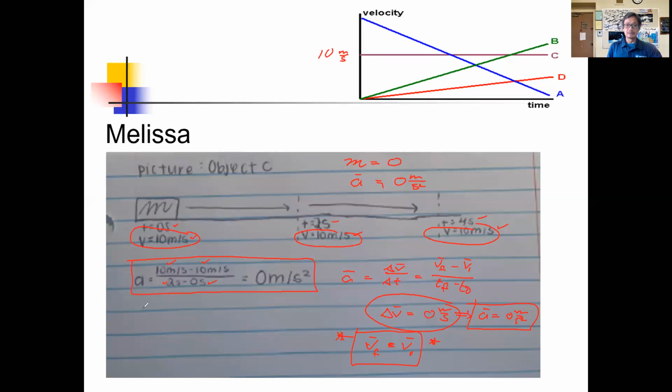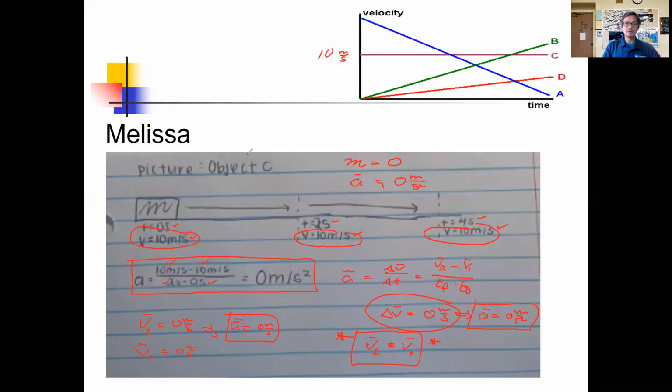So if an object is not moving, does that mean it has no acceleration? Well, it only means it has no acceleration if it stays not moving. If it stays at a standstill, then the acceleration will be 0. An object at rest will have no acceleration. However, the reverse is not true. An object that has no acceleration does not necessarily mean that it is stopped, that it is at rest. So you want to make sure you keep that in mind.